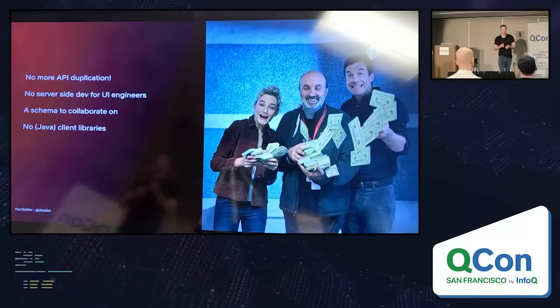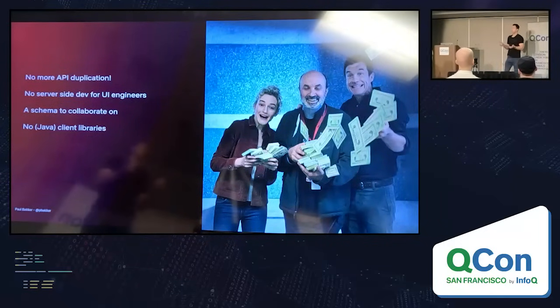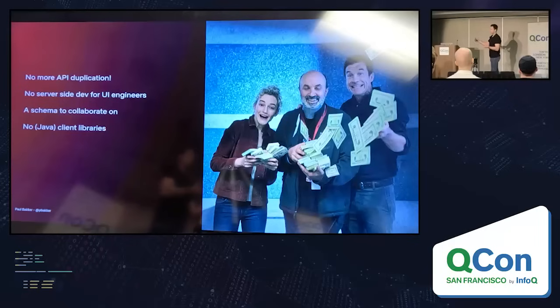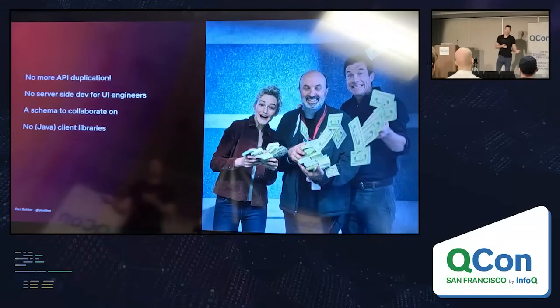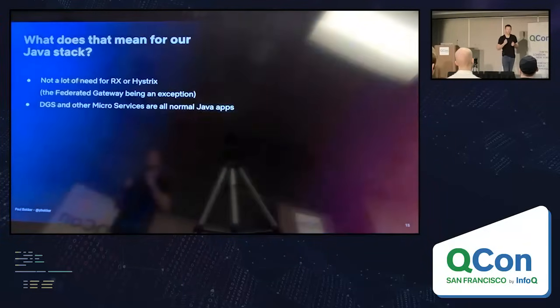And very importantly, we don't have any client libraries in Java anymore, because the federated gateway just knows how to talk to a generic GraphQL service. It doesn't need specific code to call out to this specific API. It's all just GraphQL, and all it needs is to know how to talk to a GraphQL service. That's all. And it's all based on the GraphQL specification. So we don't need specific code to call a specific microservice anymore.